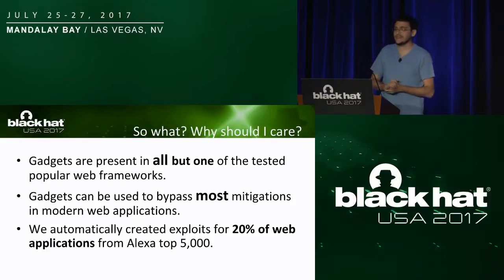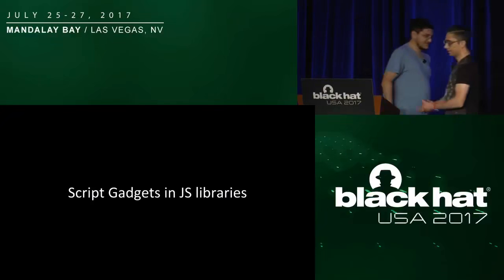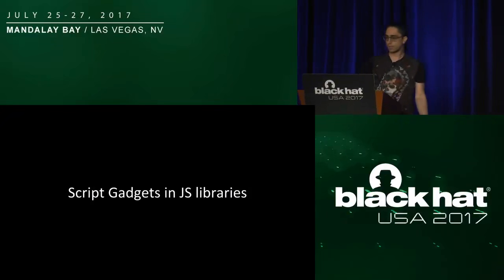We also created exploits for websites on the internet. For code that is not in frameworks or libraries, but custom made, we were able to automatically find and generate an exploit for 20% of websites in the Alexa Top 5000. That is a lower bound. We think that the actual number is way higher. Okay, so with that, Koto is now going to talk to you about the userland study, not the other study. Thank you, Eduardo. So, script gadgets in JS libraries.